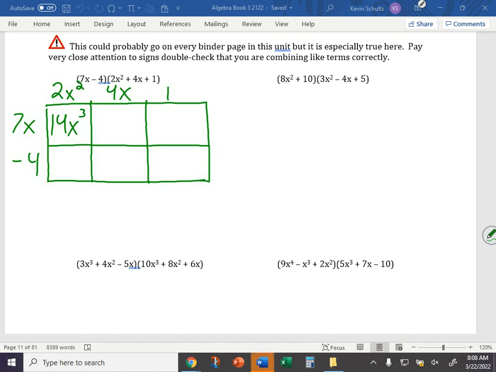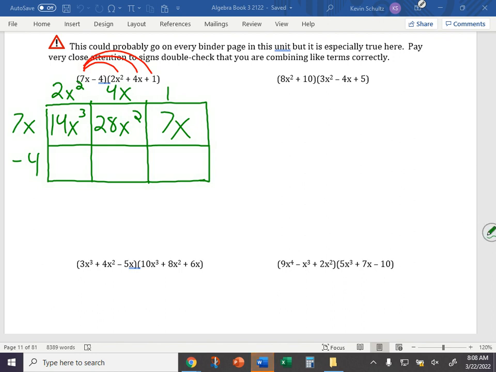Why is it cubed? Because you have a 2x squared and a 7x. The next one over, 7x times 4x, 28x squared. And the next one over, 7x times 1, 7x. So essentially what we did is we just distributed this 7x into each term in the other set without drawing the lines and getting all confused with what goes where. Okay, this is a very organized method to multiply these.